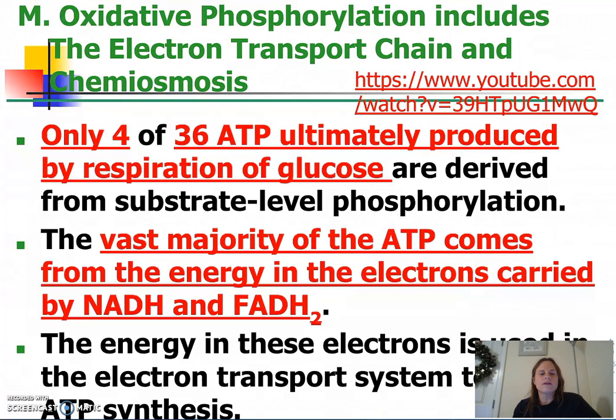Today we're going to tackle the last two steps of cellular respiration, known as oxidative phosphorylation, which includes the ETC, the electron transport chain, and chemiosmosis. So we're going to fill in our note packet, we're going to annotate some pictures, we're going to watch some animations and some short videos.